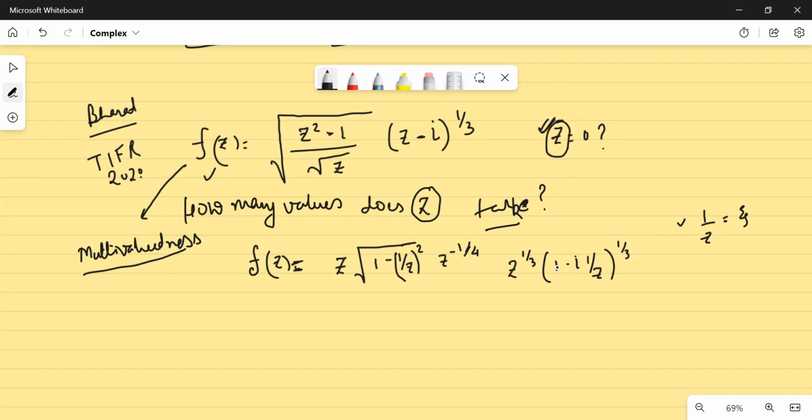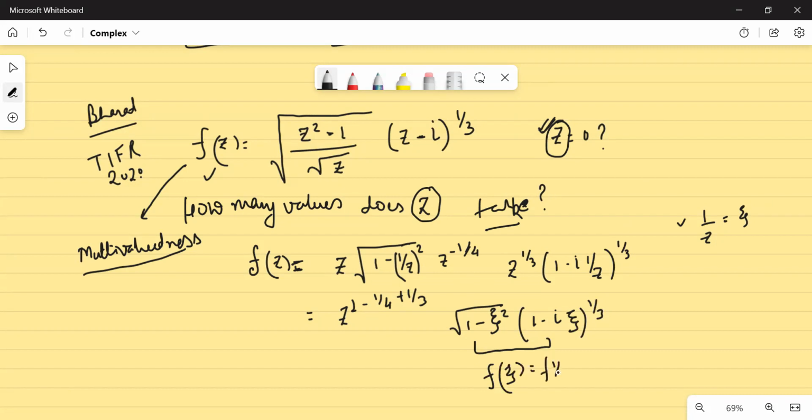Okay, so this has become 1 over z. This has become 1 over z. So this is some zeta. I'm not interested in this right now. So this will be equal to z raised to power 1 minus 1 over 4 plus 1 over 3. And I think this will give you root over 1 minus zeta square, or whatever. So let's say, give me zeta square and 1 minus iota zeta raised to power 1 over 3. So this is some function of zeta, and where zeta is some function of 1 over w.